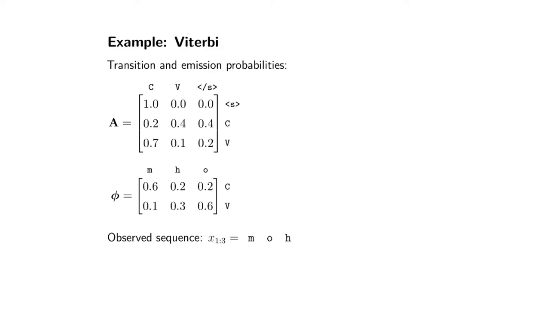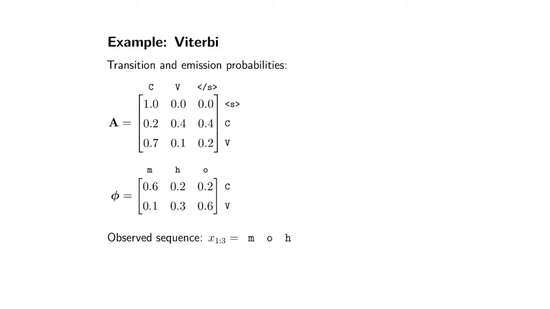For this example, I give you the probabilities for everything. I tell you how to transition from one state to another, and how to output characters when I'm in a particular state. The question I ask is: I've observed a sequence, m or h. Should I label this as consonant, vowel, consonant, or vowel, vowel, consonant, or consonant, consonant, consonant? What is the optimal state sequence through this hidden Markov model? What is the underlying thing that led to this observation?